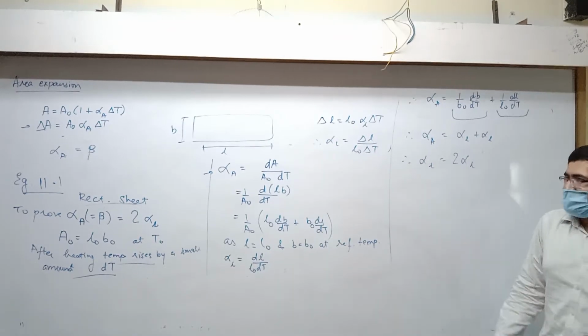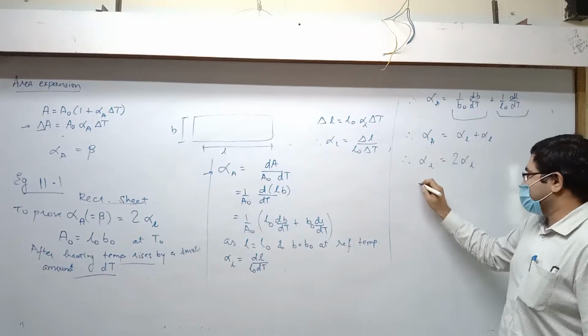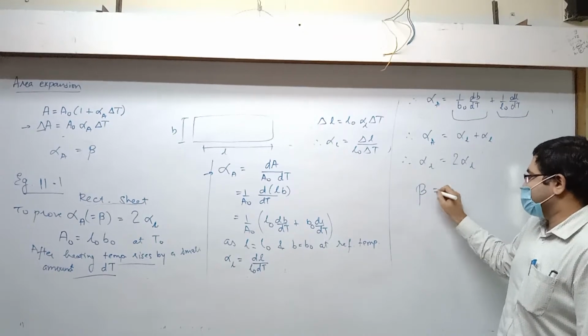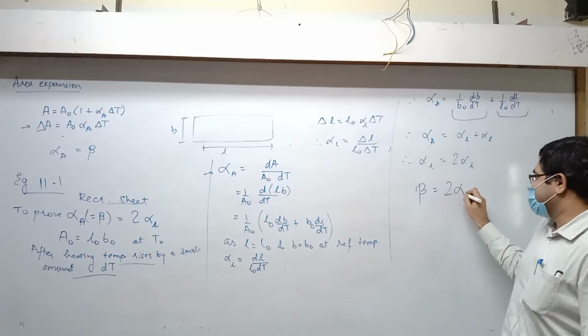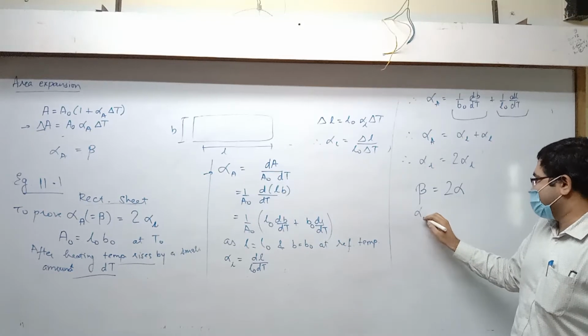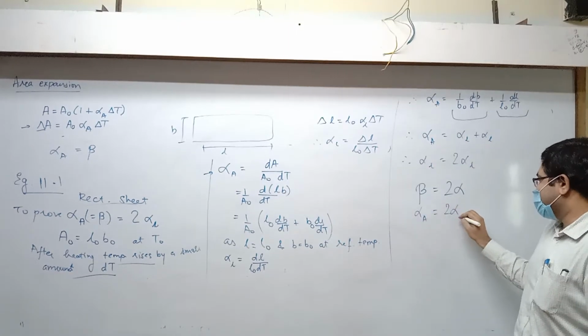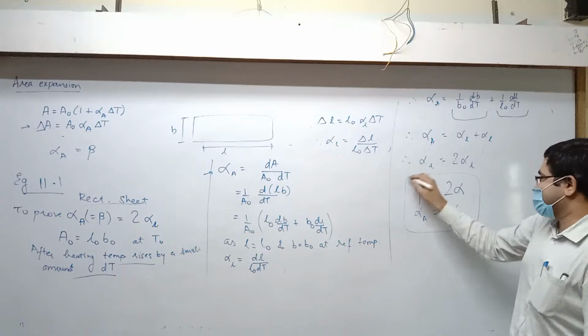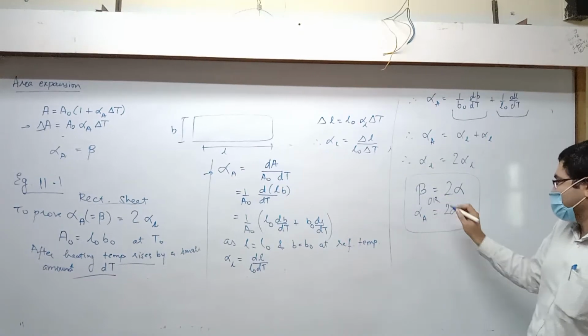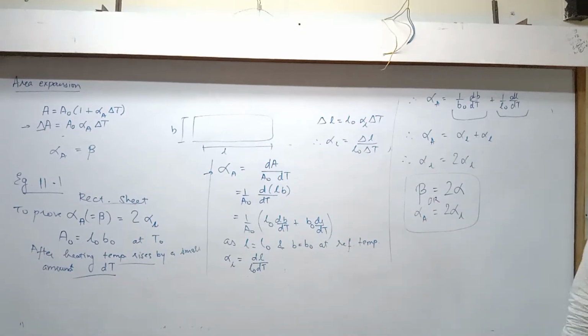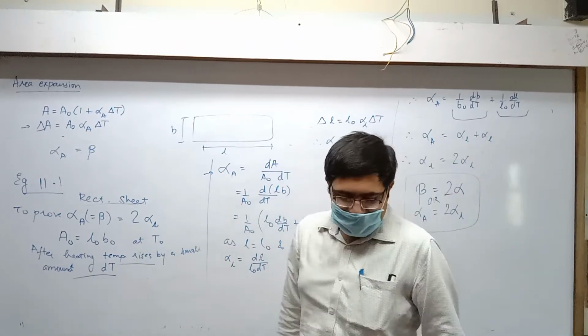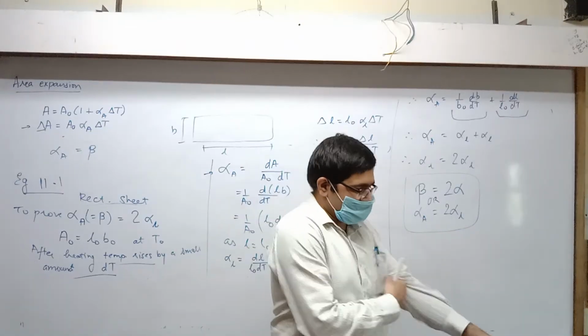Understood? So here is this that you should remember. Beta is 2 times alpha, or you could remember it as alpha A is double of alpha L. Whichever symbol you choose for yourself, you can write. Clear? Okay.